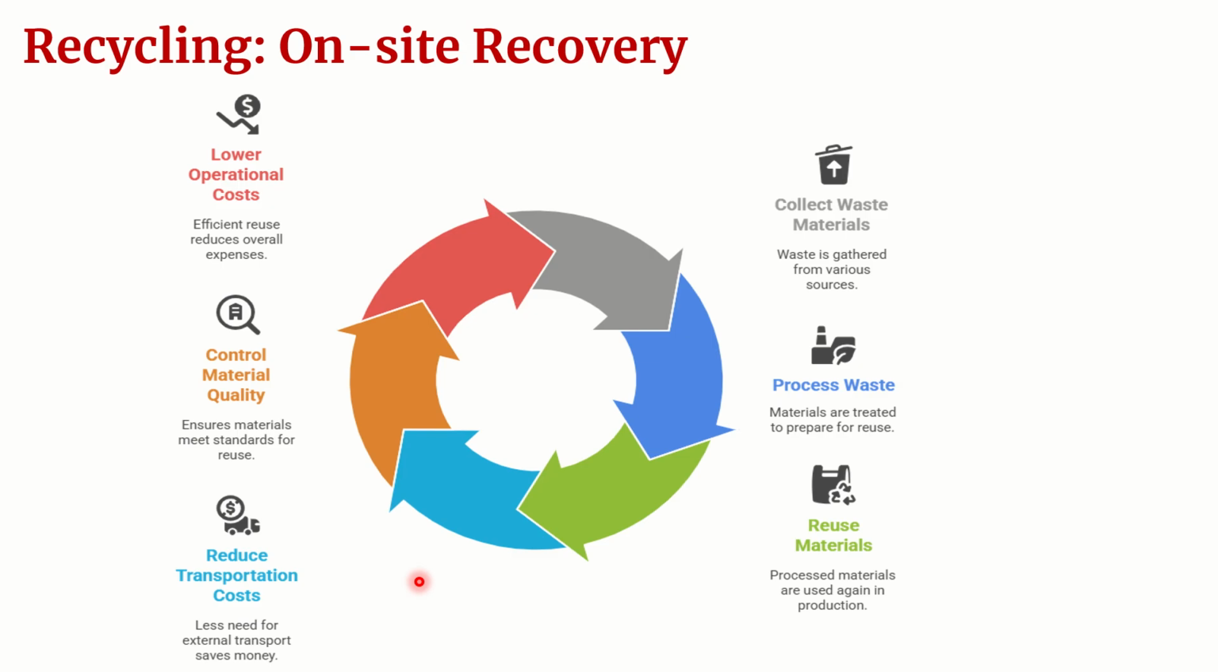So what are the components involved under on-site recovery? So it involves a lower operational cost. It ensures the material quality. It reduces the transportation cost. It collects the waste from various sources. So materials are treated in order to prepare for reuse. Processed materials are used again in the production.